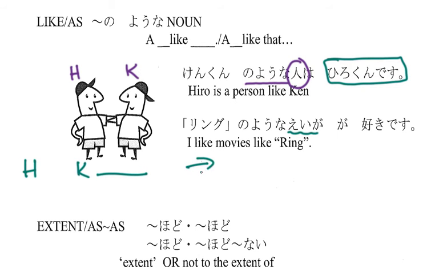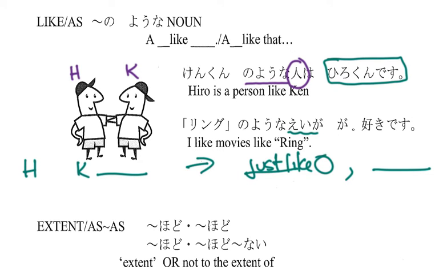But in Japanese, we flip it around and we do the just like part first, whoever it is, and then we talk about what we're going to talk about. So, for example, Ken-kun no yo na hito wa Hiro-kun desu. You could actually flip it around. You could say Hiro-kun wa Ken-kun no yo na hito desu. That also works. A movie like, I like movies like Ring.